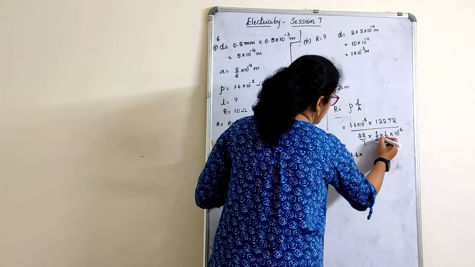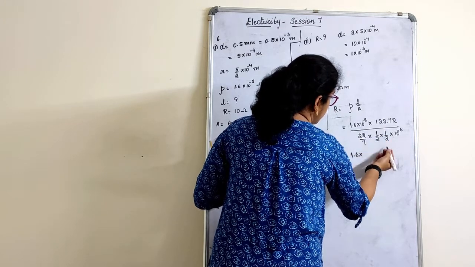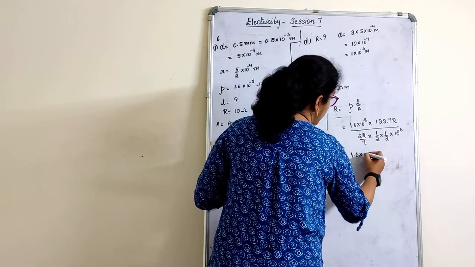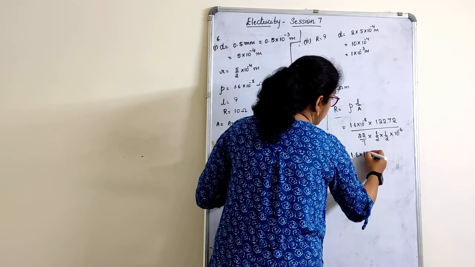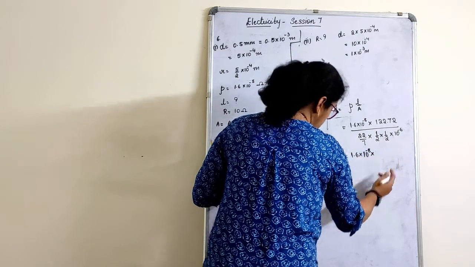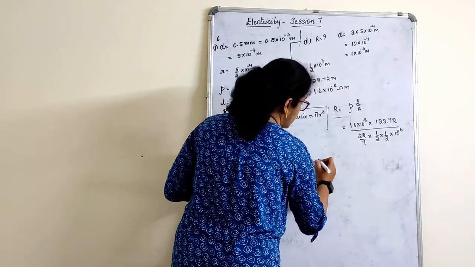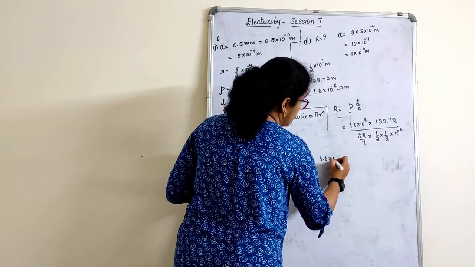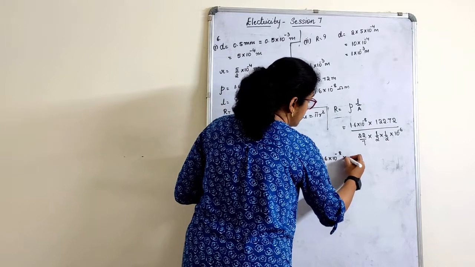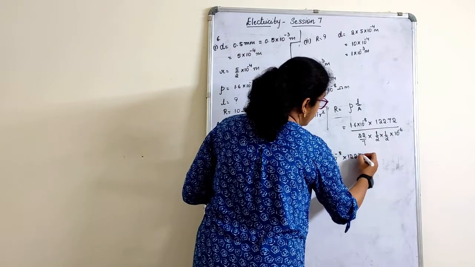1.6 into... you can cancel here also, two 11s, or at once only we do it. 10 raised to minus 8 into... is equal to 1.6 into 10 raised to minus 8. A bit more calculations what you have here.